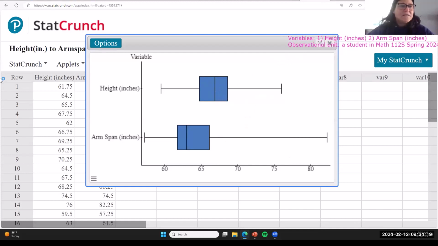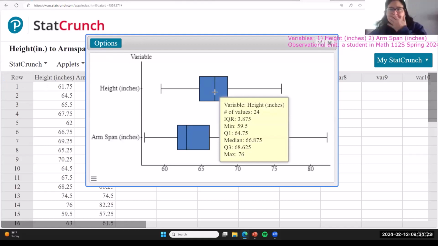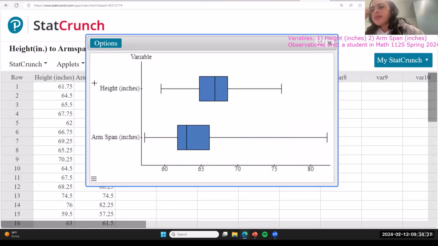Usually if Joel's here, he'll take a picture. Can anybody jot these measurements down really quickly? I went ahead and screenshotted it. I'll put it in the notes. Oh, awesome. Perfect.